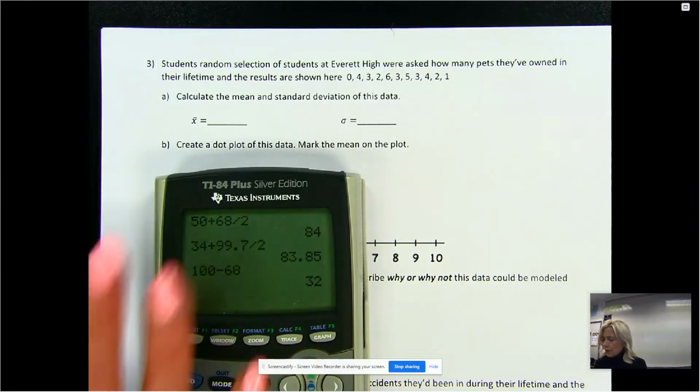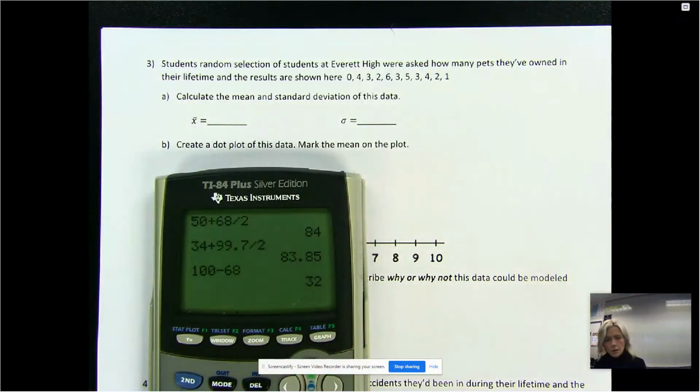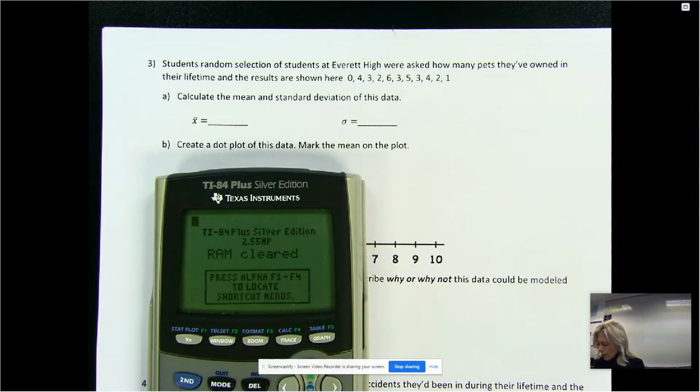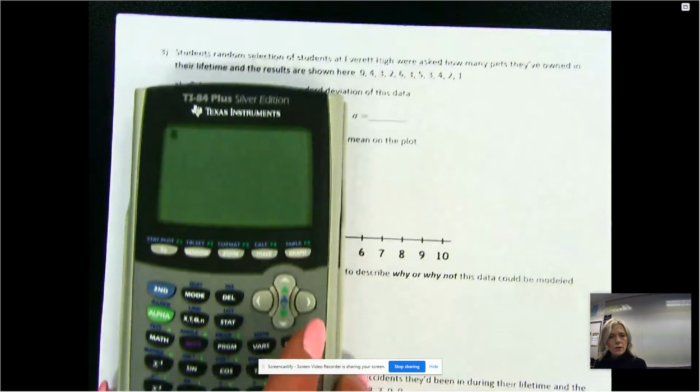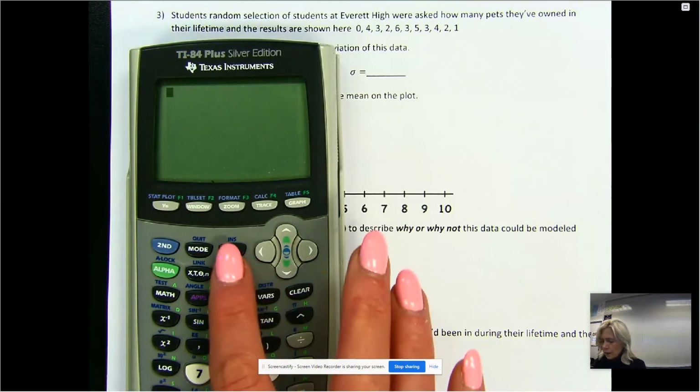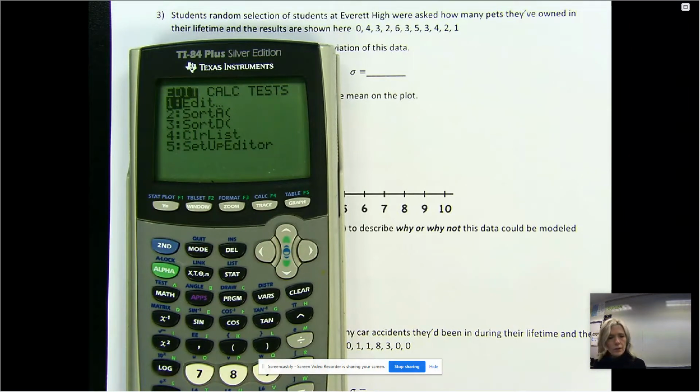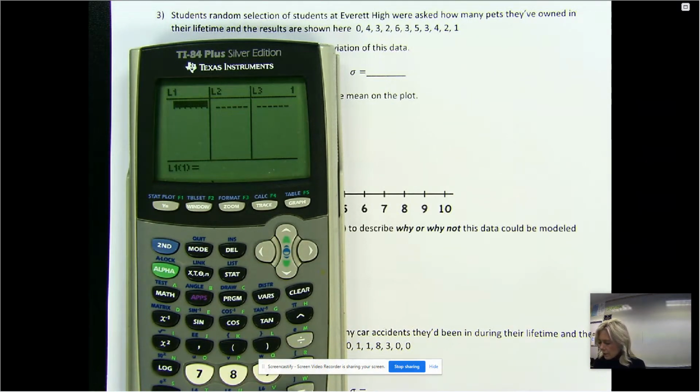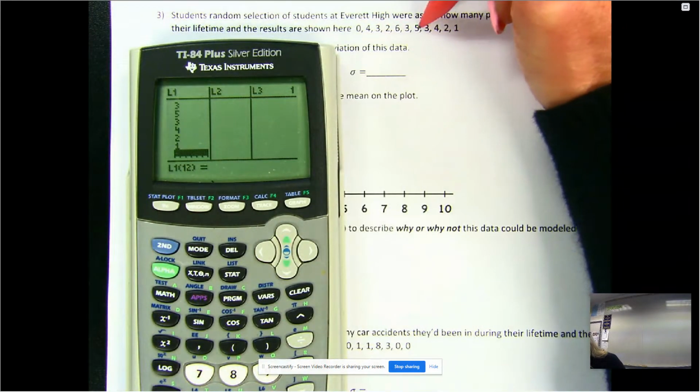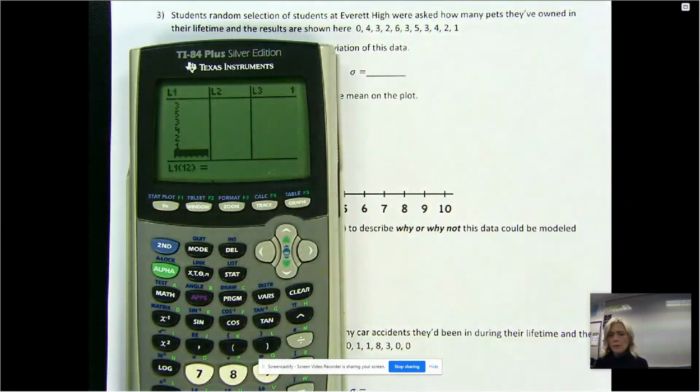All right. So here we go. Whenever you're going to do this, I recommend clearing the memory. So second plus 7, 1, 2. And all right, to input the data, we first go to stat right here, and then enter, and then add in the numbers. So 0, enter, 4, enter, 3, enter, 2, enter, 6, and 3, 5, 3, 4, 2, 1, 3, 5, 3, 4, 2, 1. All right, and we have, let's see, 1, 2, 3, 4, 5, 6, 7, 8, 9, 10, 11. So yes, I've got them all in here.